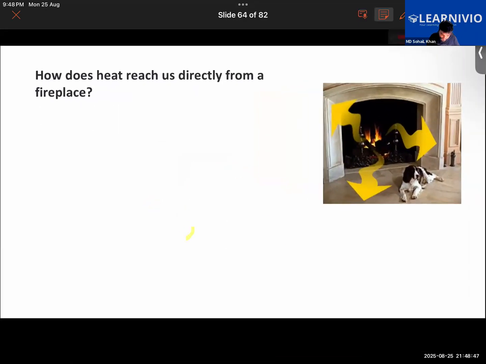So now, how does heat reach us directly from the fireplace? Since we know that via radiation, heat travels in all directions, it is via the mode of radiation that heat reaches you.